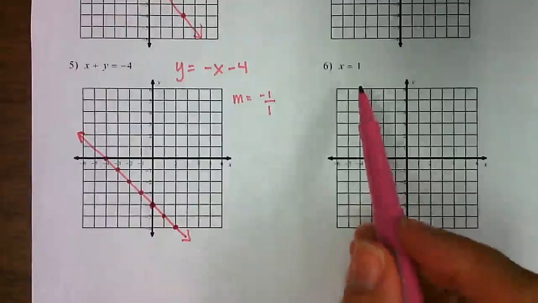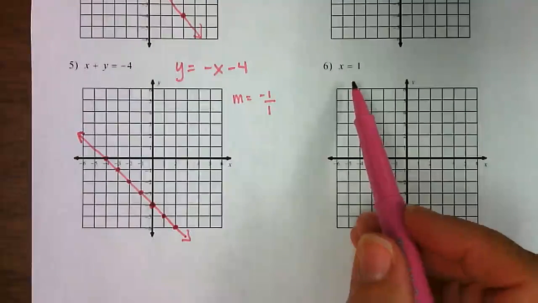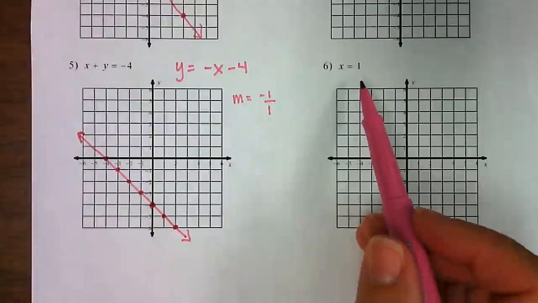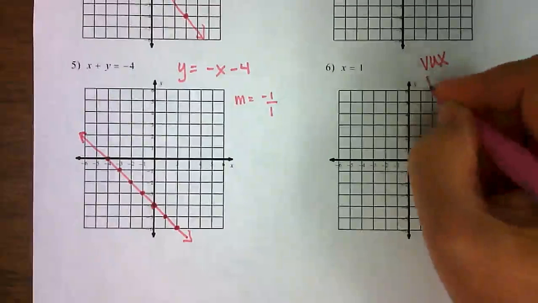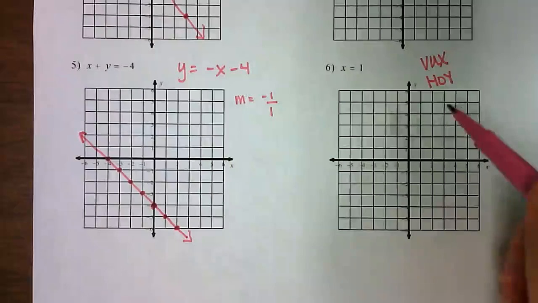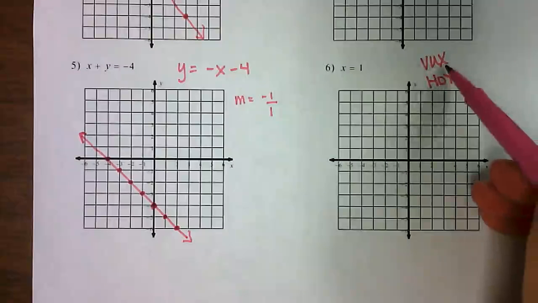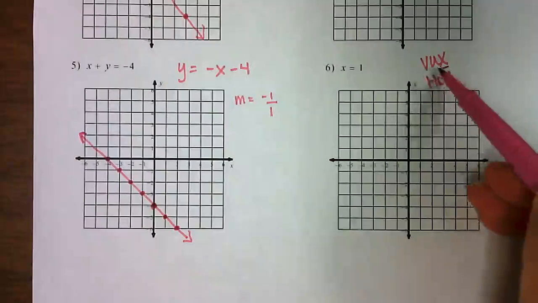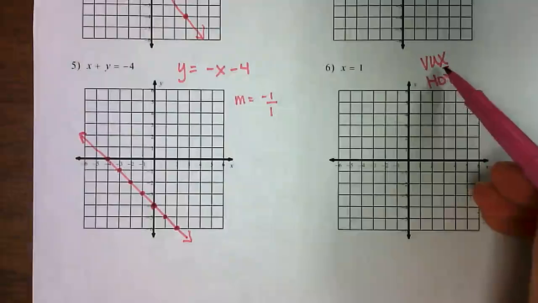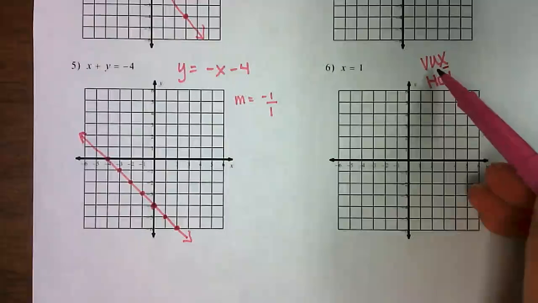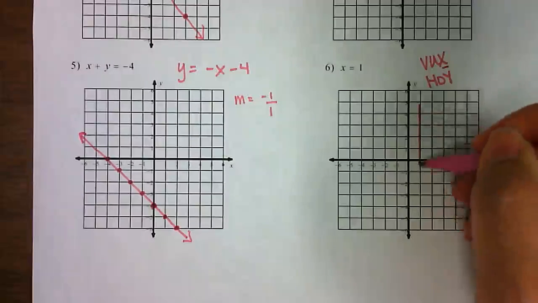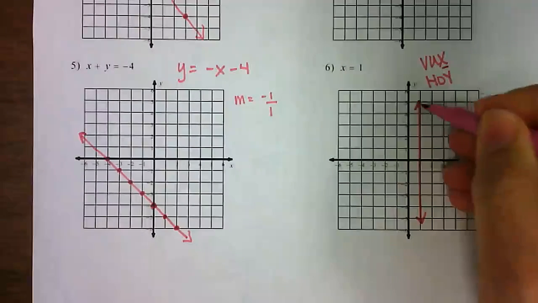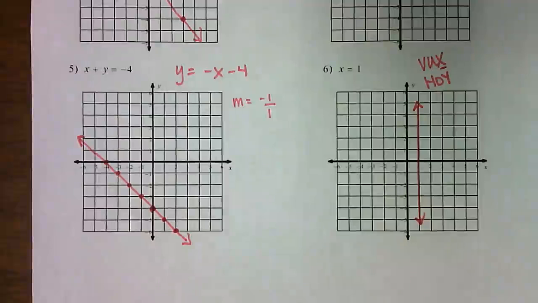There's another one that doesn't follow the format, right? It doesn't follow that y equals mx plus b format. It is a Vux-Hoy problem, right? And this particular one is an x equals equation. So it's going to be a vertical line with an undefined slope. Vertical line with an undefined slope crossing the x-axis at 1. So like that. So hopefully that gives you a refresher on what you learned in Algebra 1.